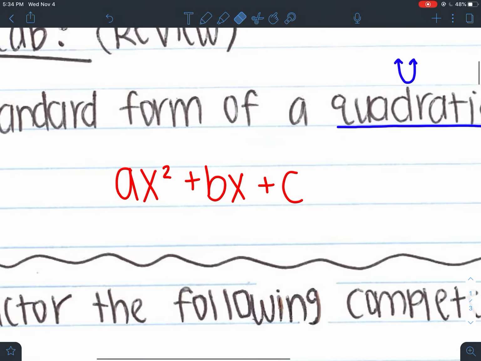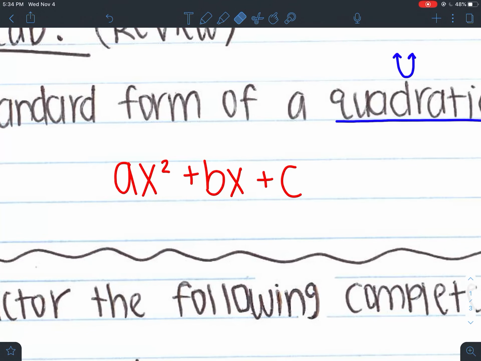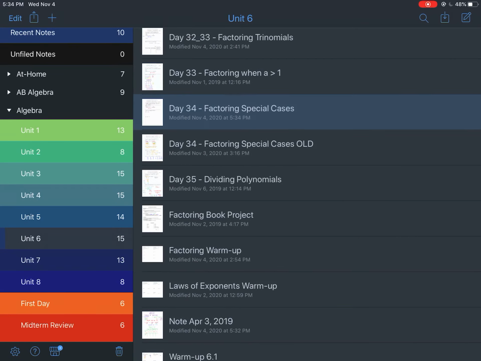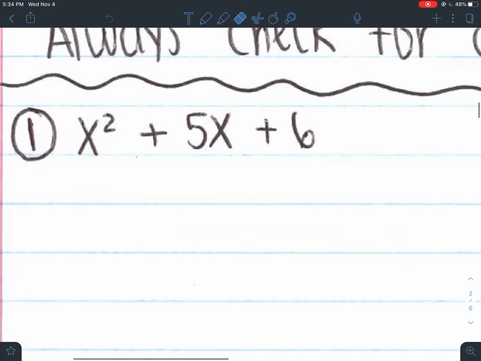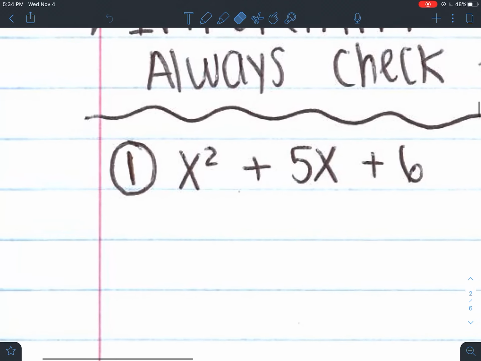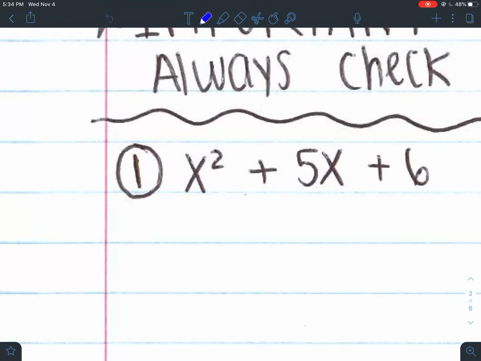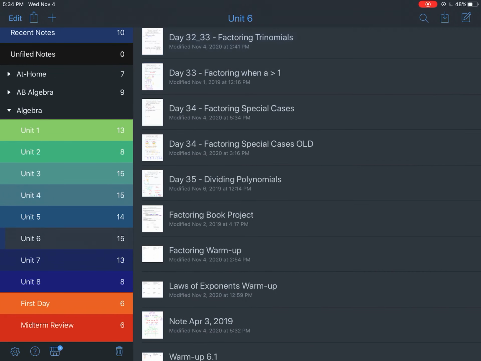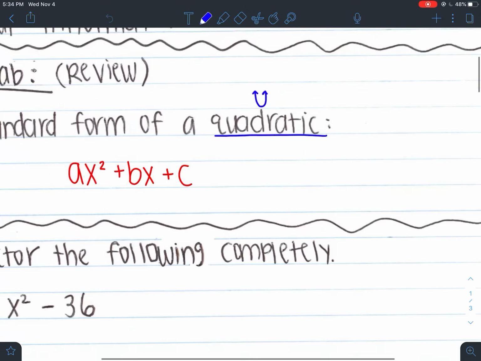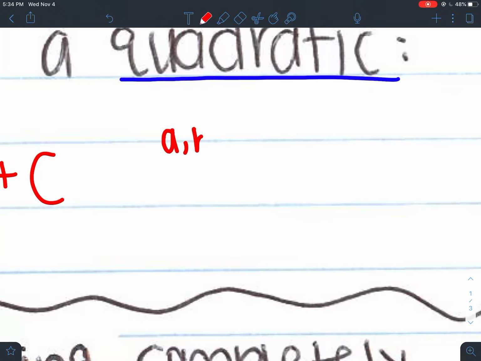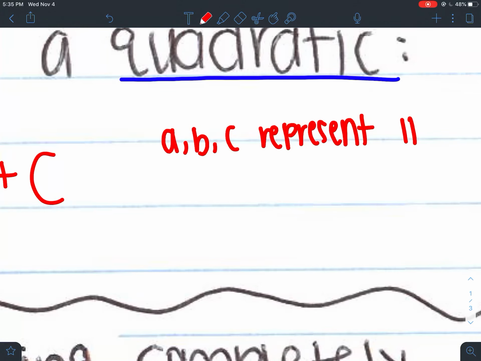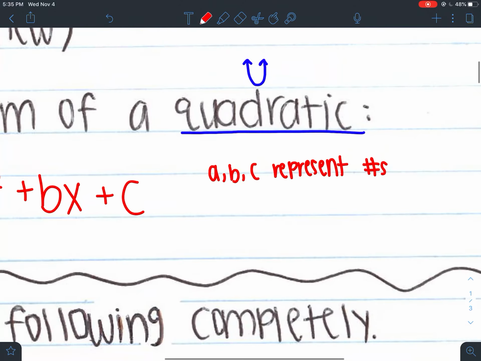Now, the standard form of a quadratic is super important because we need to be able to factor these things, and that's why we've been able to factor the trinomials. So if I look back at factoring trinomials, I'm able to factor problems like this because this is a quadratic. Our highest exponent here is a 2, so I can factor these things. Now, just to remind you, A, B, and C represent numbers. They're nothing more than actual numbers.